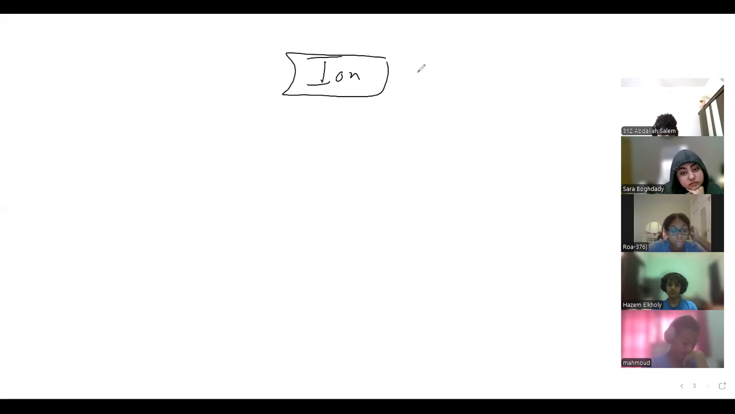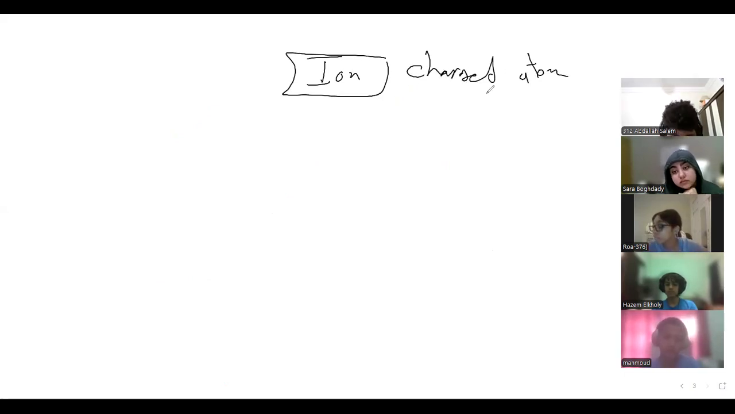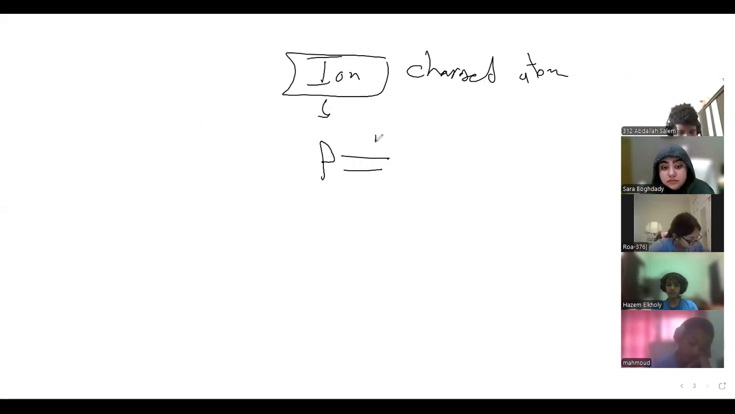After that, we have an ion. What is meant by an ion? It is a charged atom. What is meant by a charged atom? An atom after losing or gaining electrons. So this means that protons are not equal to electrons.